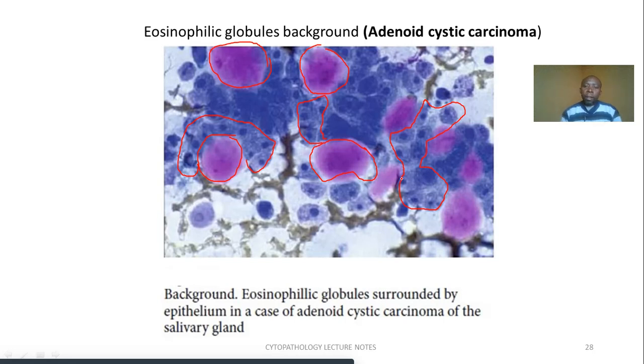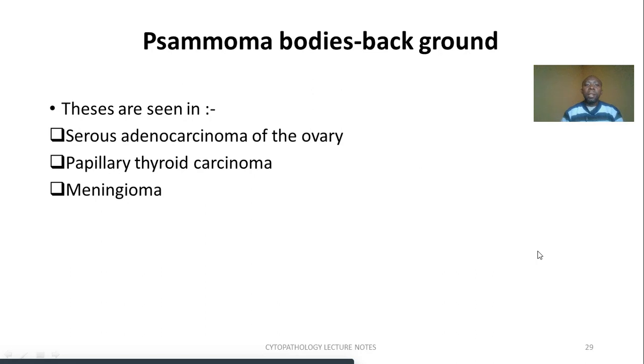All these features help us confirm that these epithelial cells are surrounding the eosinophilic globules, which are characteristic of an eosinophilic background, and just like we said, they could be found in adenoid cystic carcinoma of the salivary gland. But like I said, that doesn't mean that's the only place we can find them, but we can easily find them in such tissues. Away from that, we look also at another background, and these are the Psammoma bodies.